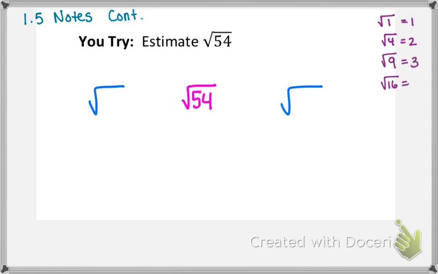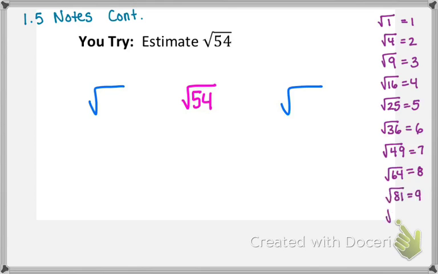And 16, square root of 16 is 4, 25, square root of 25 is 5, 36, square root of 36 is 6, and then 49, square root of 49 is 7, 8 times 8 is 64, so square root of 64 is 8, and square root of 81 is 9, square root of 100 is 10, square root of 121 is 11, and the square root of 144 is 12.